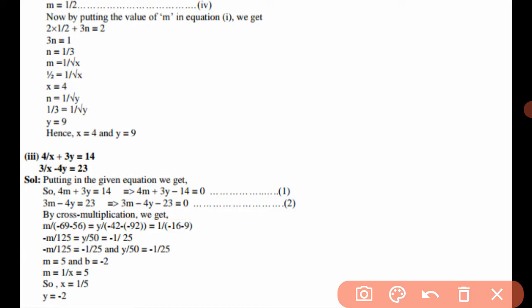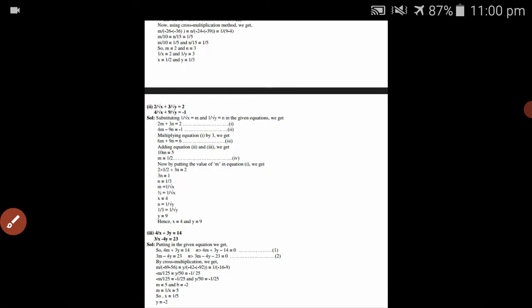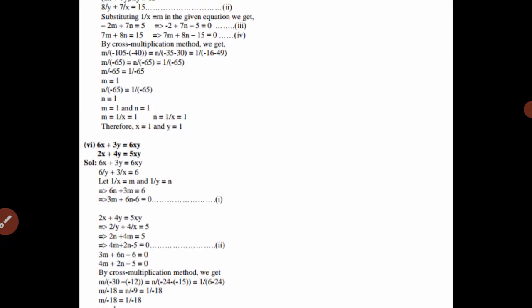Now by using the cross multiplication method we can find the value. So here by solving, the value of x will be 1 upon 5 and the value of y will be equal to minus 2. So in this way we can find its value. Now after this, see the next part, the fifth part.